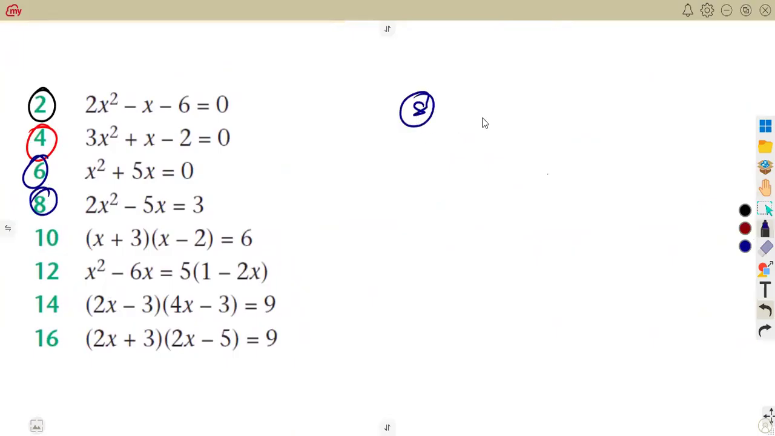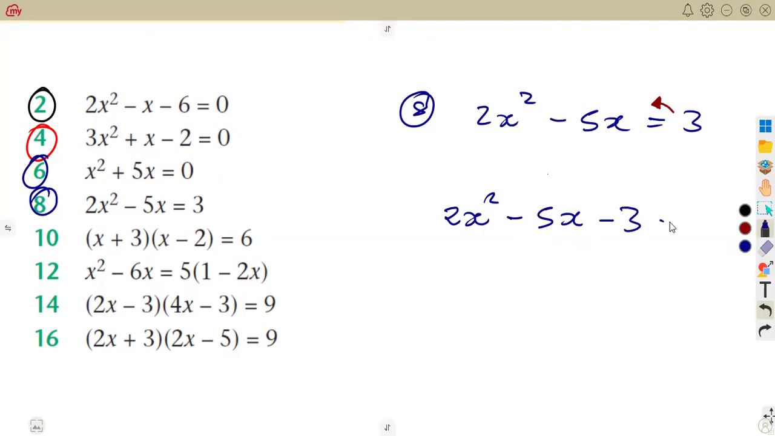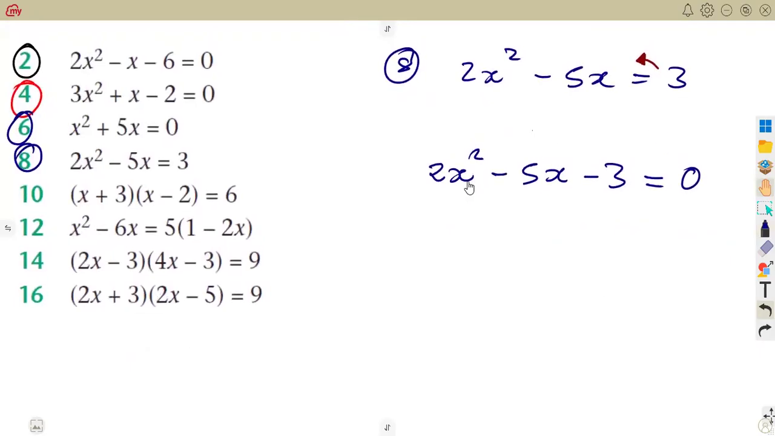All right, considering question number 8, you apply the cheat method as we had, or any other way of your factorization. So this is what you have. One of the sides must be equal to 0, remember? So take out the 3 to the other side of the equation. So that is going to be 2x squared minus 5x. 3 is going to give us a minus 3. That's equal to 0. It was a positive, so it is going to be a negative at the end.